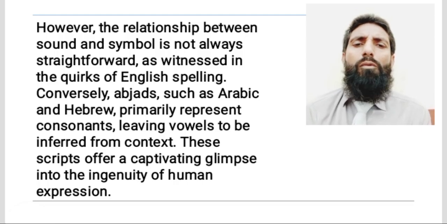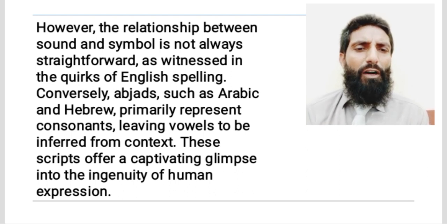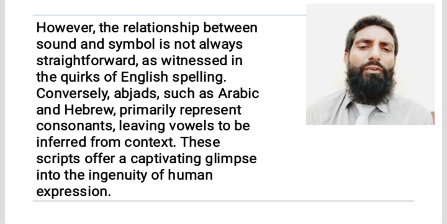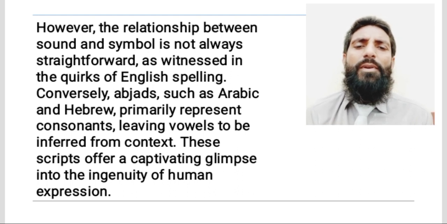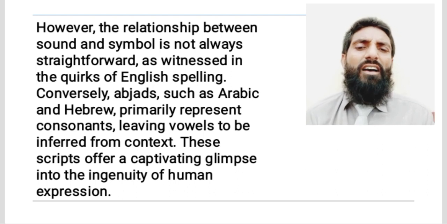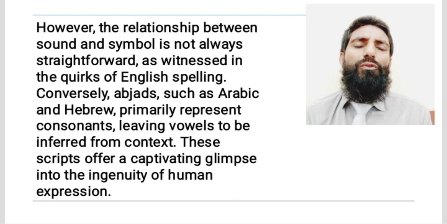However, the relationship between sound and symbol is not always straightforward, as witnessed in the quirks of English spelling. Conversely, abjads such as Arabic and Hebrew primarily present consonants, leaving vowels to be inferred from the context. Yes, sometimes we have to infer the words from the context. We have to understand the meaning of the word.